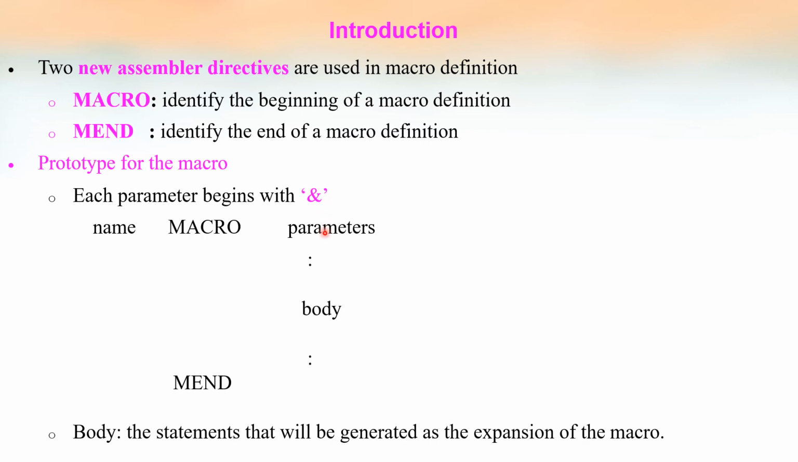So that is the syntax here. And then the body of the macro. After the macro is completed, the assembler directive MEND, macro end, is used to indicate the end of the macro definition. So this is the syntax for the macro definition. The body contains the statements that will be generated as the expansion of the macro.